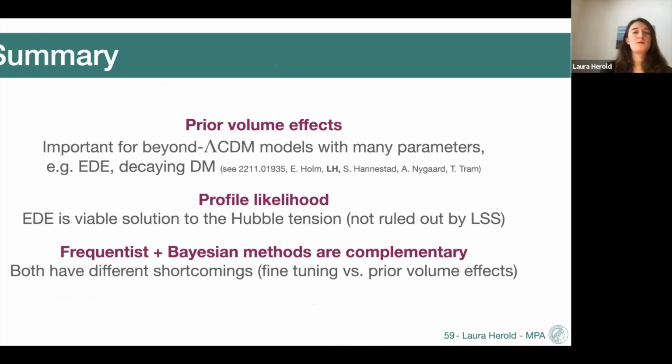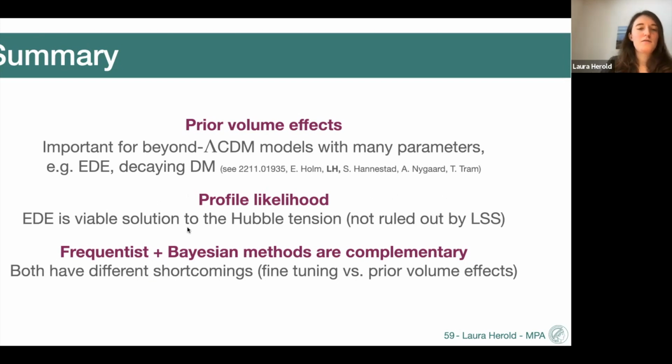Okay, and this brings me now to my summary slide. So prior volume effects are important for beyond lambda CDM models that introduce many additional parameters compared to lambda CDM. We mainly looked at early dark energy, but we also looked at a certain decaying dark matter model, where we also find that prior volume effects are important. And we use the profile likelihood because it's not subject to the prior volume effect. And we find that early dark energy is a viable solution to the Hubble tension. And in particular, it's not ruled out by large scale structure.